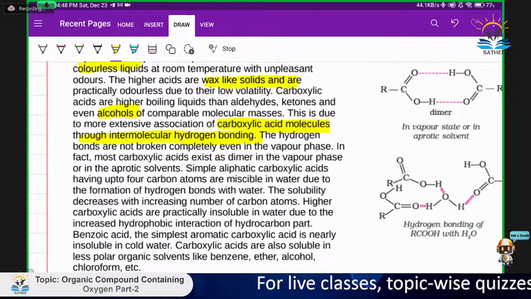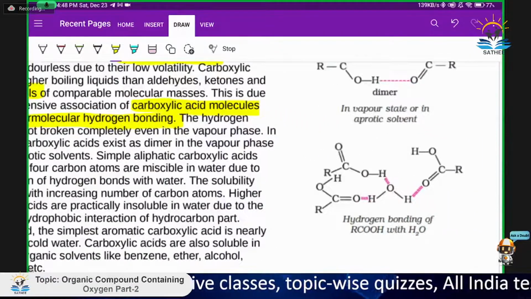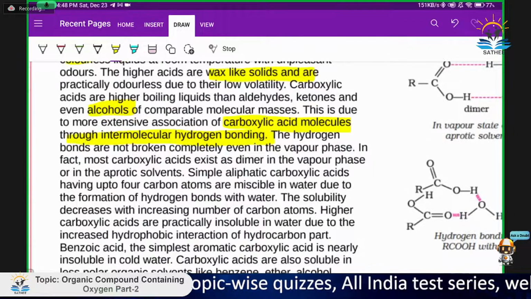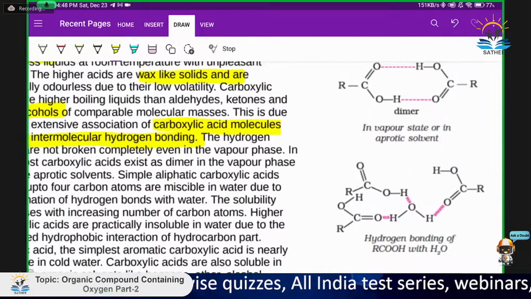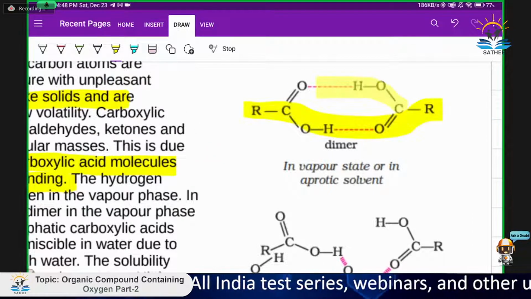So as carboxylic acids are bonded to each other through hydrogen bonding, the hydrogen bonds are not broken completely. So in vapor state, they exist as dimers due to hydrogen bonding.